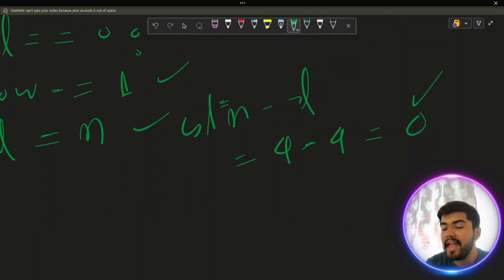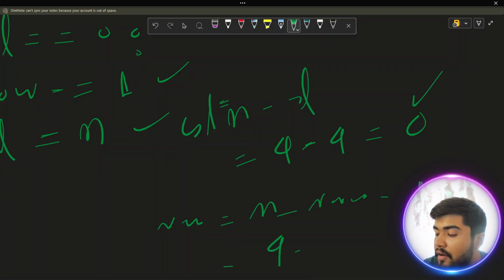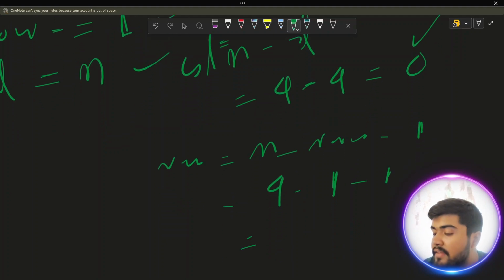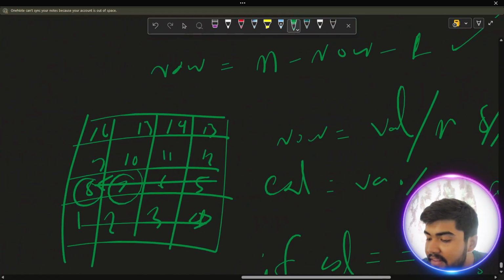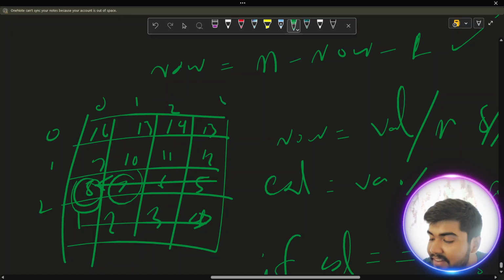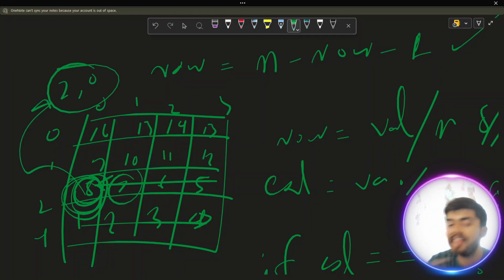Correct. And what is my row number? Row is nothing but n minus row minus 1. The same formula I can use now: n minus row minus 1. N is 4, row is 1, and this is minus 1. So 4 minus 2 is nothing but 2. So it is at 2, 0. 0, 1, 2. Yes. And 0, 1, 2, 3. Yes. This boy is lying at row number 2 and column number 0. Yes, my formula is working.